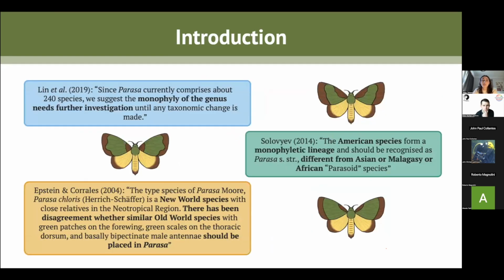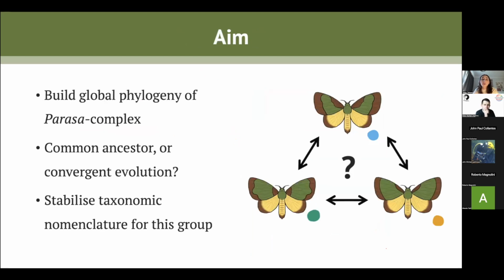Throughout the literature, taxonomists have questioned the monophyly of Parasa and identified that this is potentially an issue. However, no attempt has ever been made to investigate its global evolutionary relationships or to stabilize the nomenclature. So the overall aim of my PhD is to build a large global phylogeny of Parasa and its associated genera to try and infer these evolutionary relationships. Are global Parasa species all closely related, or have they just convergently evolved to share this phenotype? This can really help us to set taxonomic limits for the genus and discover whether major changes need to be made to the naming.